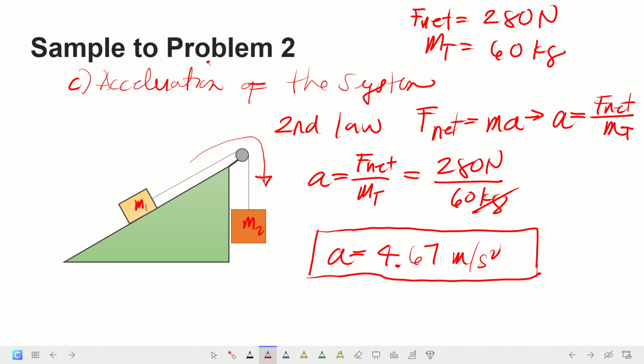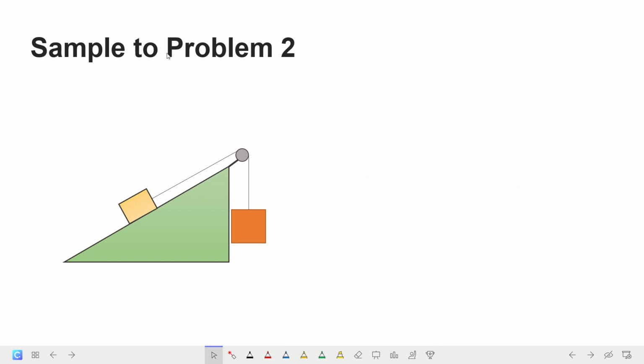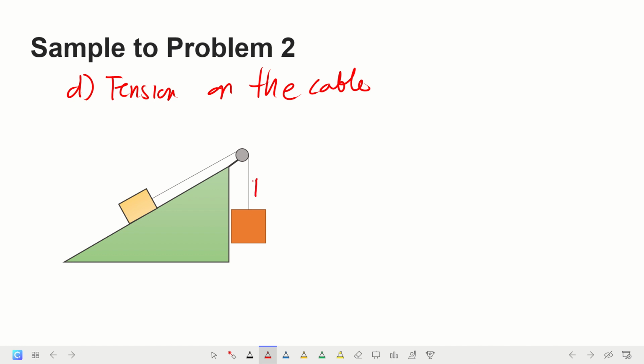tension acting on our string, our cord. So, letter D is to find the tension on the cable. Here we know that this string is holding this object, so this string will be experiencing a tension force to support this body, and this one will also support this from sliding. So this part of the string will also have a tension.